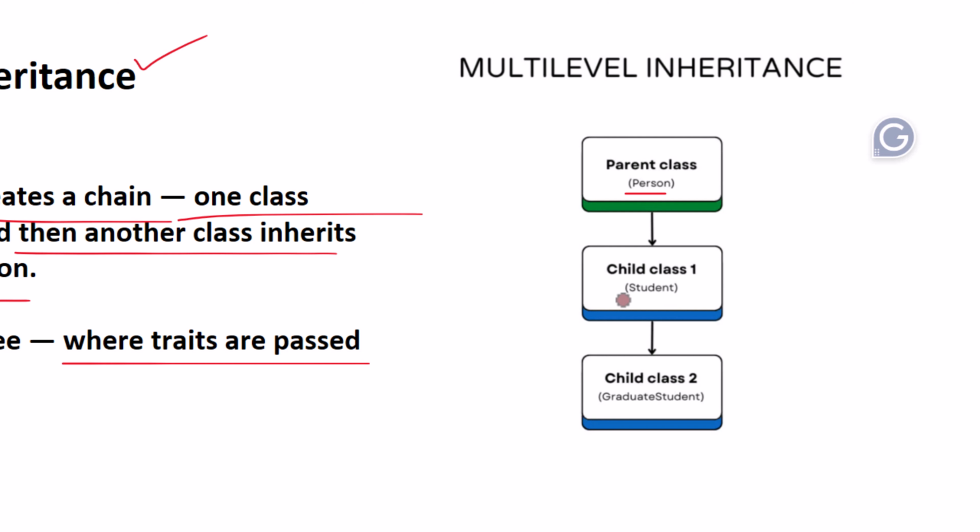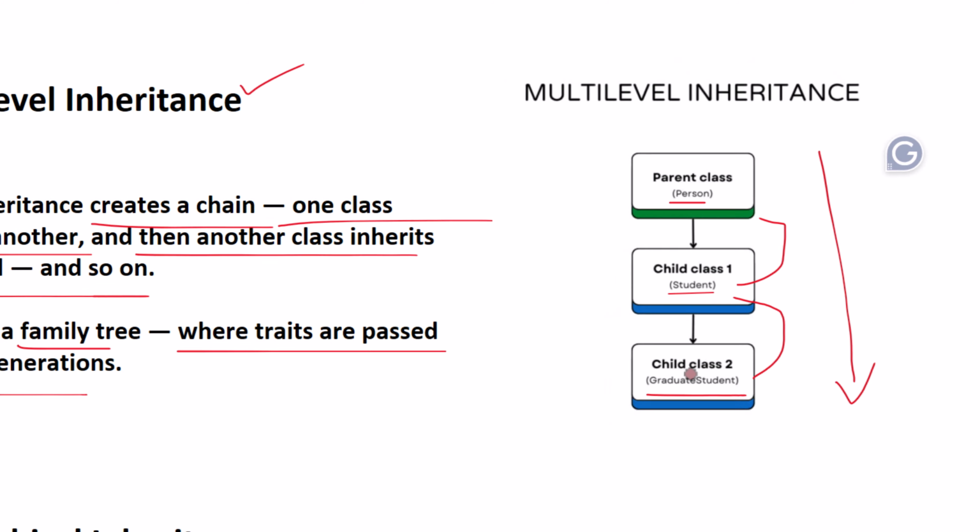Below that we see child class 1, student, which inherits from person. Then one more level below we have child class 2, graduate student, which inherits from student. This creates a chain: person, student, graduate student. So graduate student inherits everything from both student and person directly or indirectly. This is useful when your object evolves over time. For example, person gives basic info, student adds academic data, and graduate student adds degree specialization.